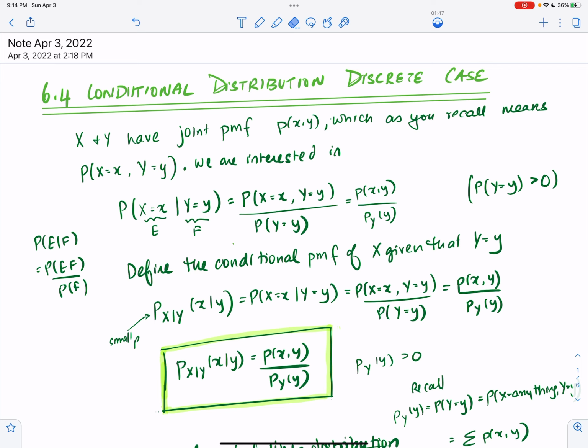Now you have more information, so if you use that information, then the density in the continuous case and the mass function in the discrete case will be different. Okay? So let's take a look. This is what we're talking about.